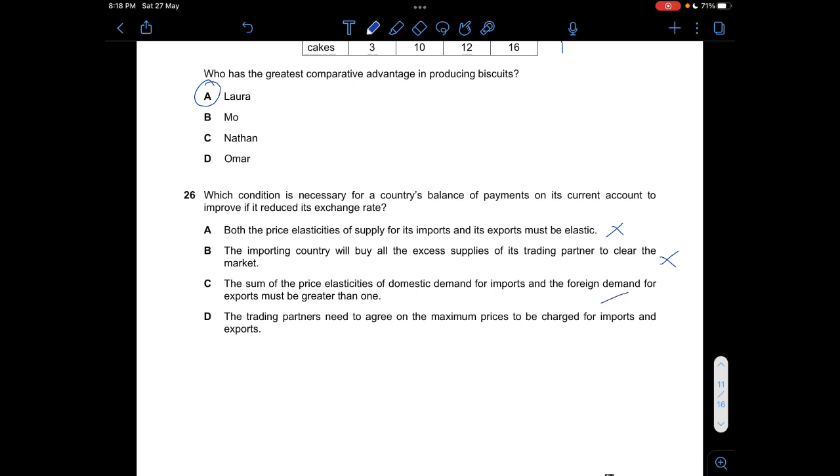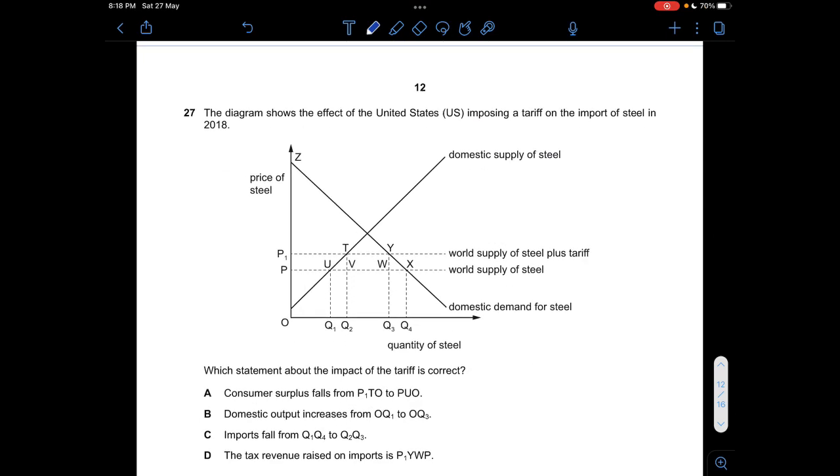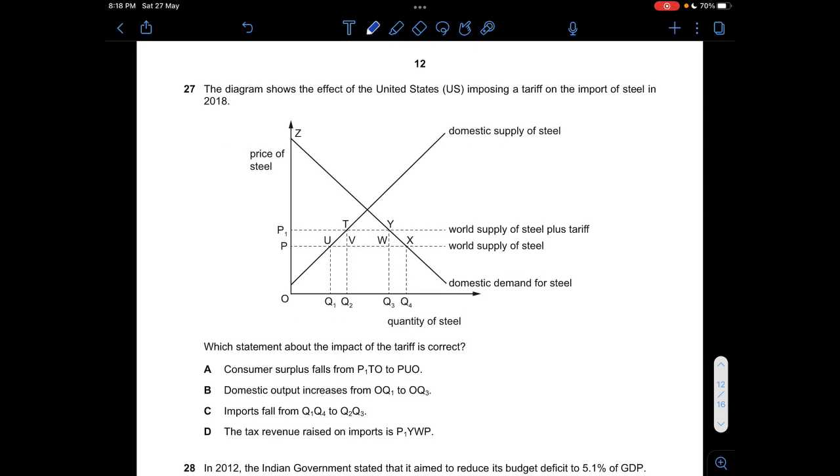C is correct because it says the sum of price elasticity of the domestic demand for imports and the foreign demand for exports must be greater than 1. D says the trading partners need to agree on the maximum prices to be charged for imports and exports. This would be an agreement which doesn't necessarily improve the current account or the balance of payments. So it's not correct, so the answer is C. Question 27. The diagram shows the effect of the US imposing a tariff on the import of steel in 2018.